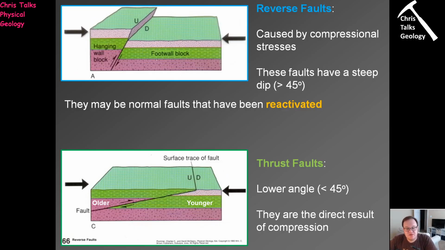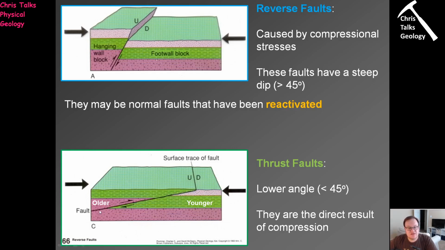So these two diagrams demonstrate the difference between the two different types of faults. Here's a reverse fault. You can see a nice steep fault plane right there. In order to be a reverse fault, the definition is that the fault plane has to be greater than 45 degrees.